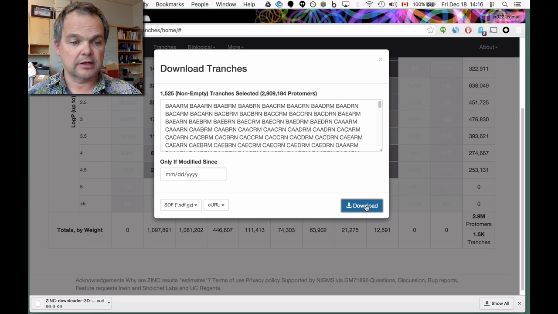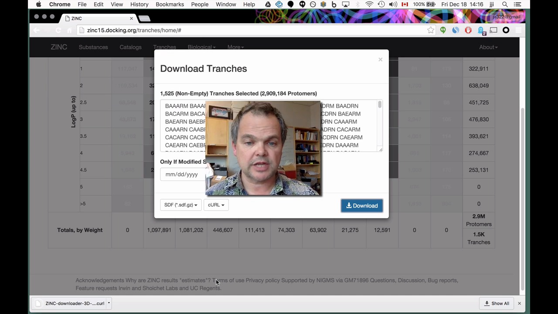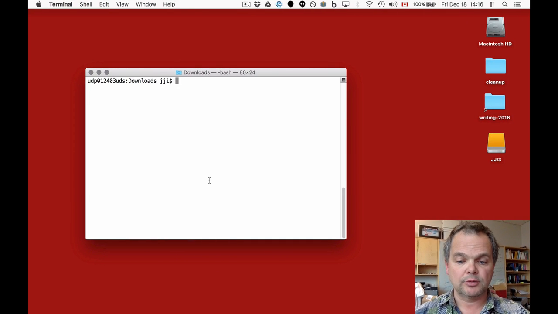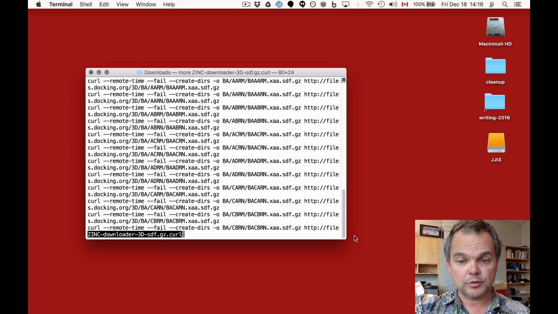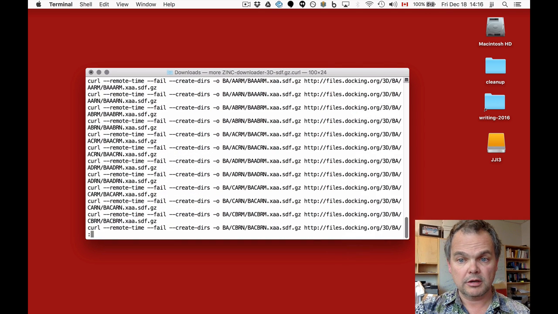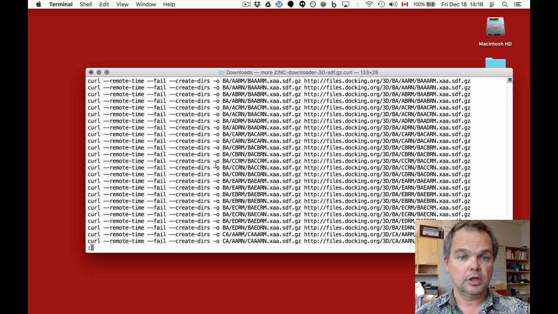Download. So it's downloaded a script, and you can see it takes a few seconds. And so now if I switch into my directory, and I look, there's the script that I've just downloaded. And if I look at it with more, so this script, what does it say? What is it doing? It's saying curl, and it's downloading the tranches. It's going to create a directory structure, a two-level directory structure, which we can review. And then this is the URL to the individual SDF file.